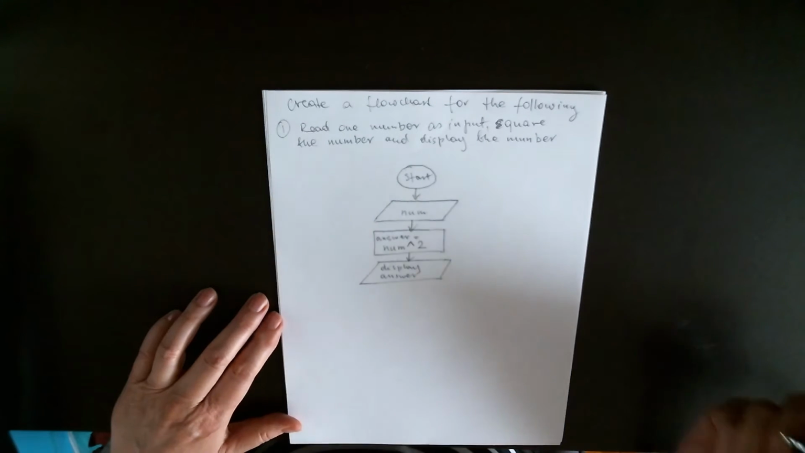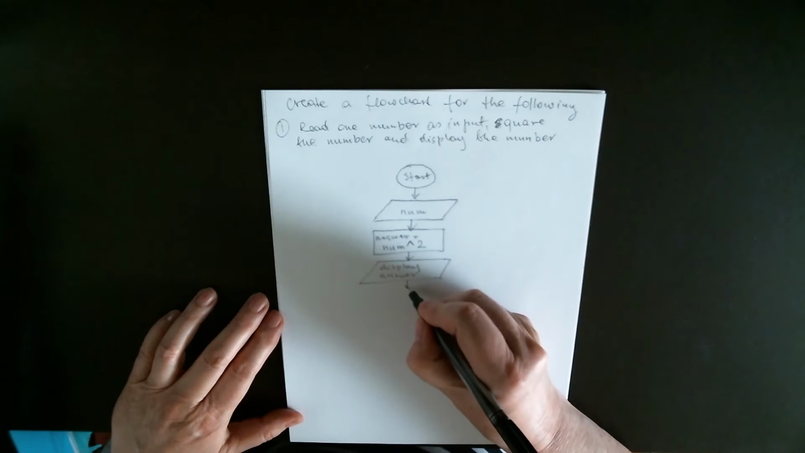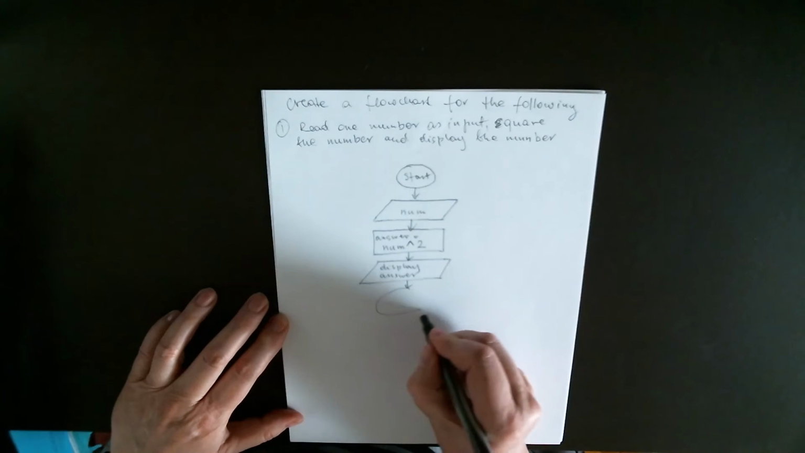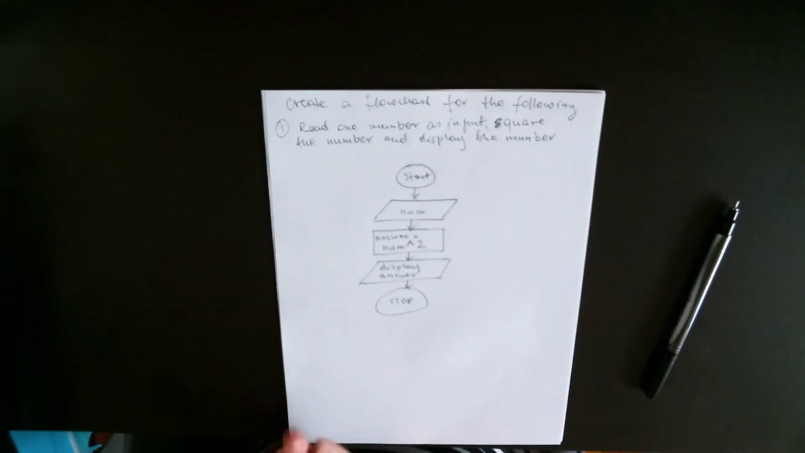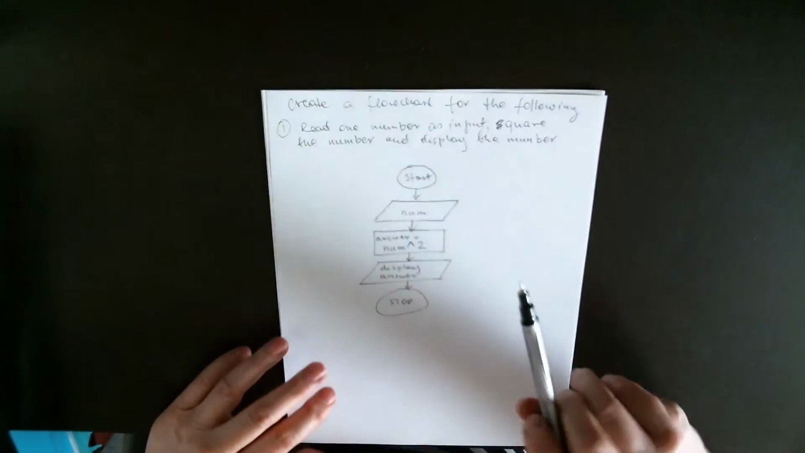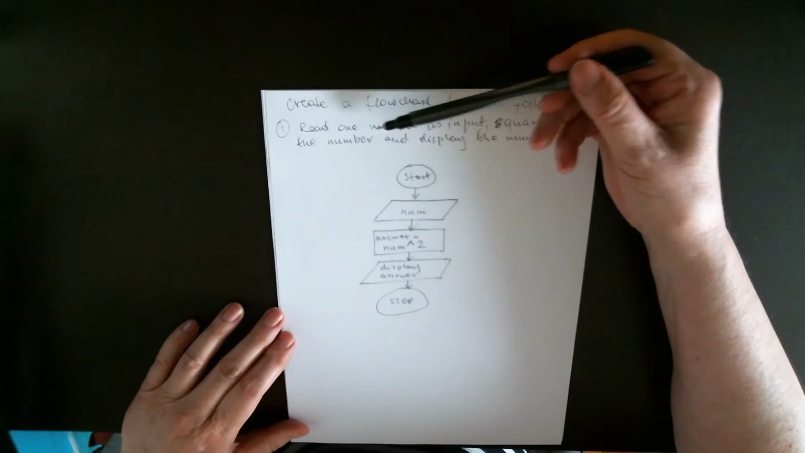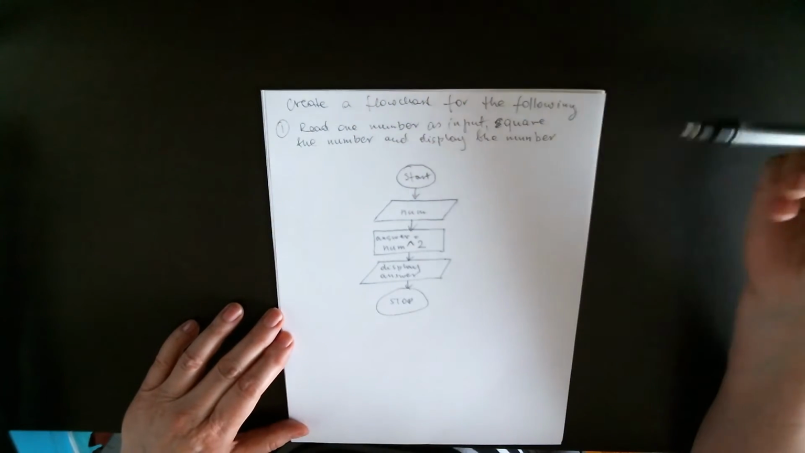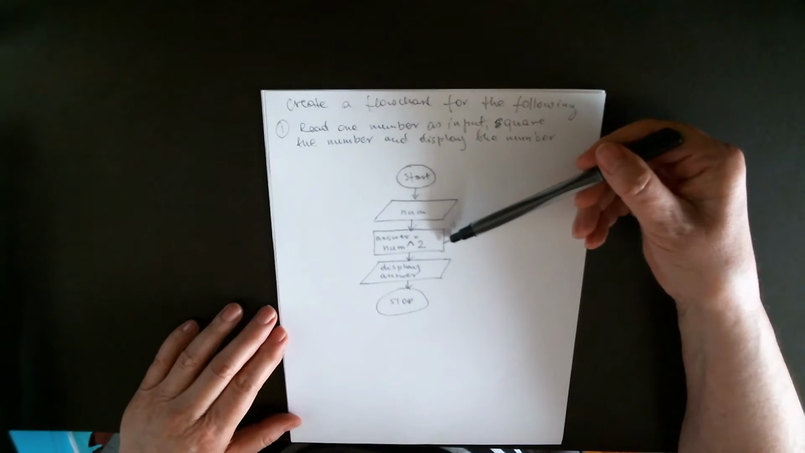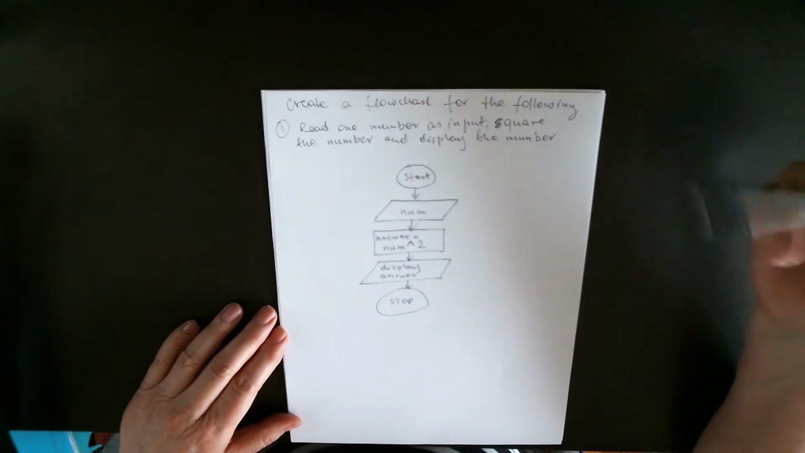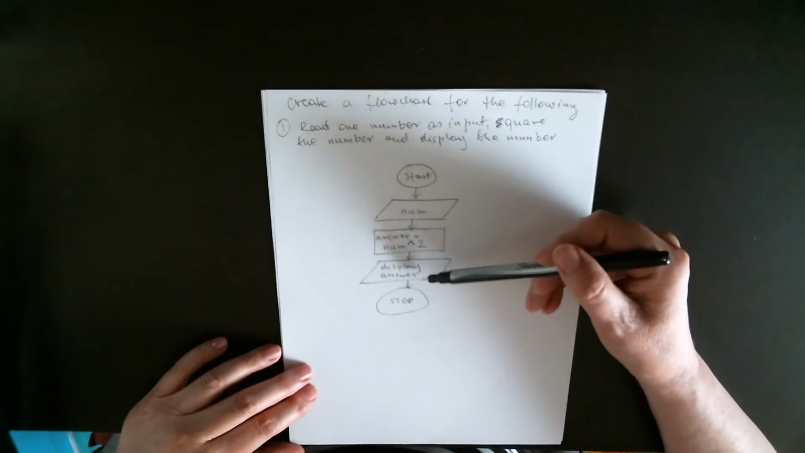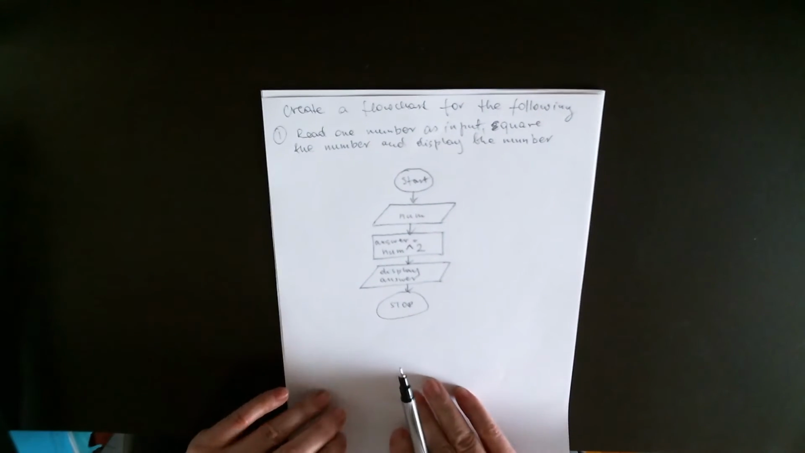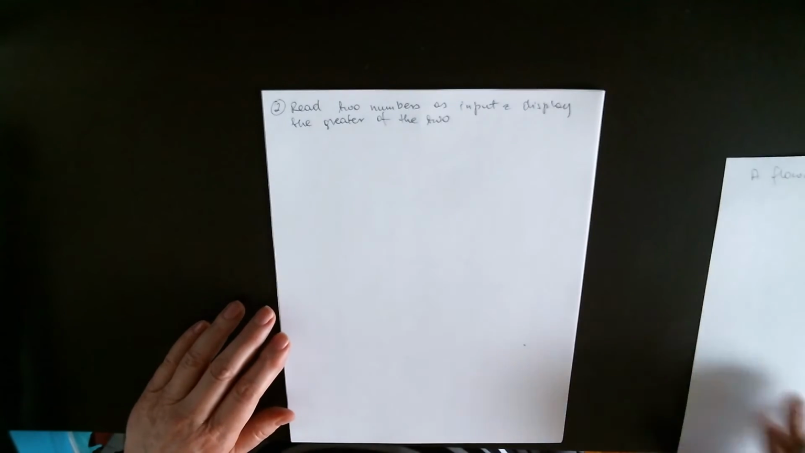And we've done it. That's it. That's all. Now we just stop. Yay! Bravo! We've done our first flowchart. What we were supposed to do? Read one number, okay, square that number, okay, and display that number. What number? Well, the number that was squared, which means we have to display the answer. Good. Now, our next one.